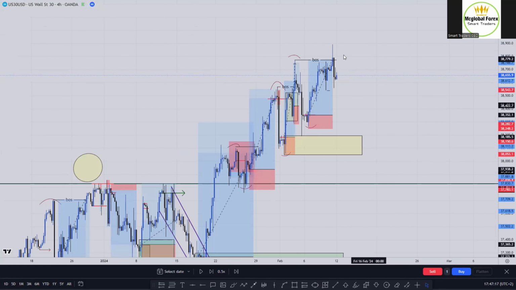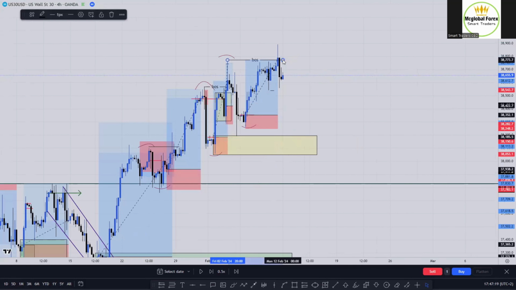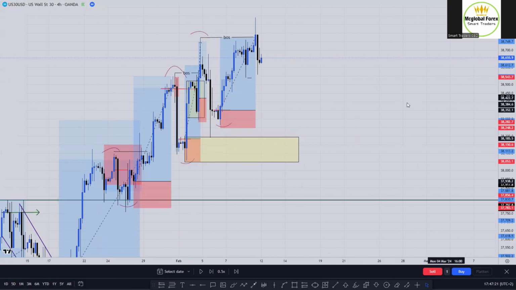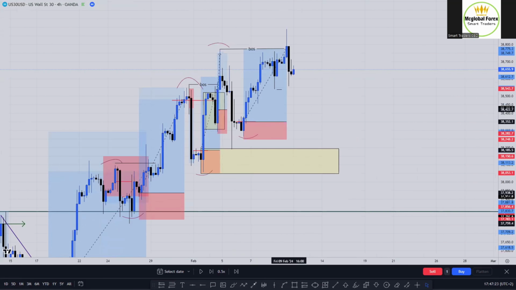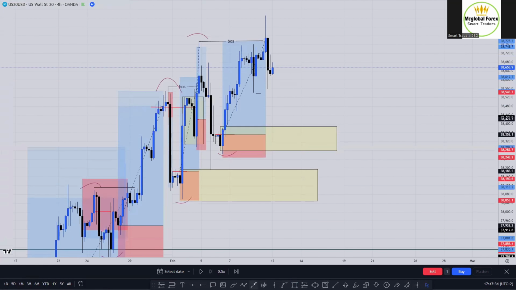So here, after breaking this structure like this, obviously one thing that people will expect is for them to come back, do a pullback, tap a demand, then continue. Like especially this one, which is not tapped. So your expectation here is after we break structure, pullback, then we continue, something like this, right? Of which they can do that.